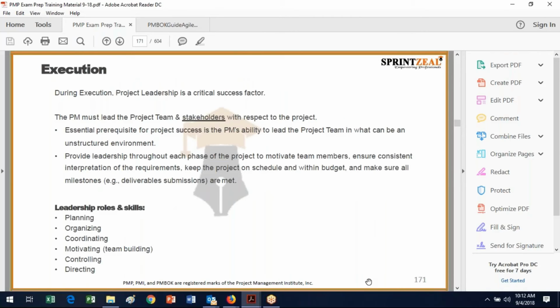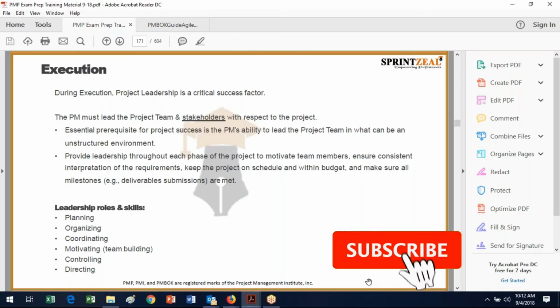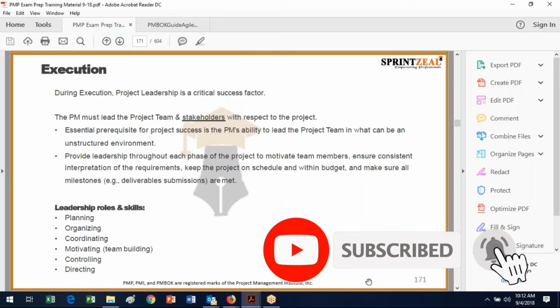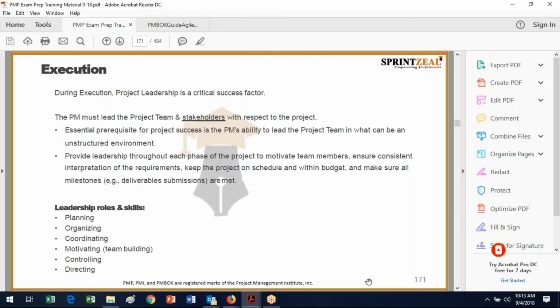Okay, so during execution, project leadership is obviously a critical success factor. And the project manager must lead the project team and stakeholders, which is kind of an odd statement, because really the project team is also stakeholders. And in fact, the project manager is also a stakeholder, but they mean the rest of the stakeholders. So you've got everybody who's a stakeholder and the other stakeholders in respect to the project.